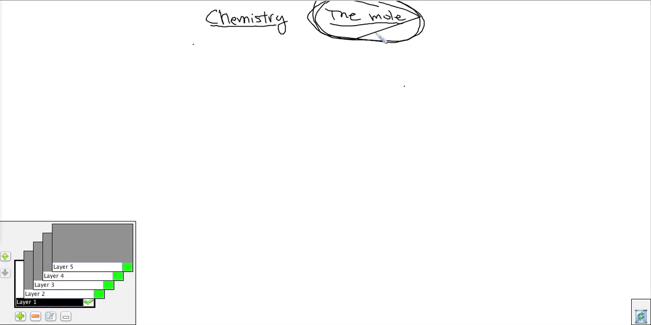But first of all, we have to understand what it is and what it isn't. The biggest reason why it's difficult for anybody to understand is that it really represents something huge, and people have a hard time grasping the immensity of it. So what is a mole?